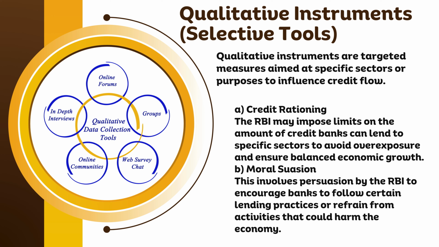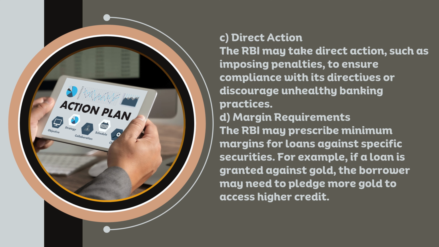B. Moral suasion. This involves persuasion by the RBI to encourage banks to follow certain lending practices or refrain from activities that could harm the economy. C. Direct action. The RBI may take direct action, such as imposing penalties, to ensure compliance with its directives or discourage unhealthy banking practices. D. Margin requirements. The RBI may prescribe minimum margins for loans against specific securities.